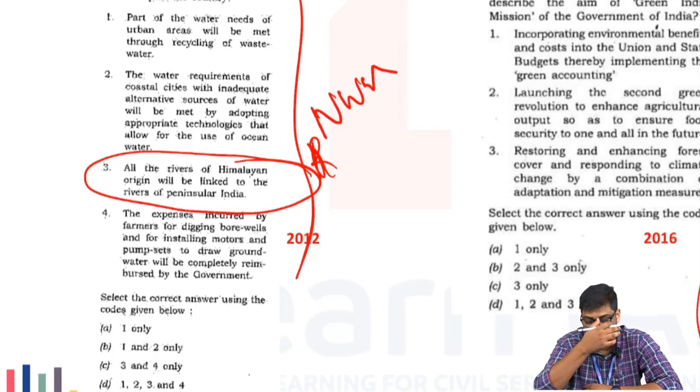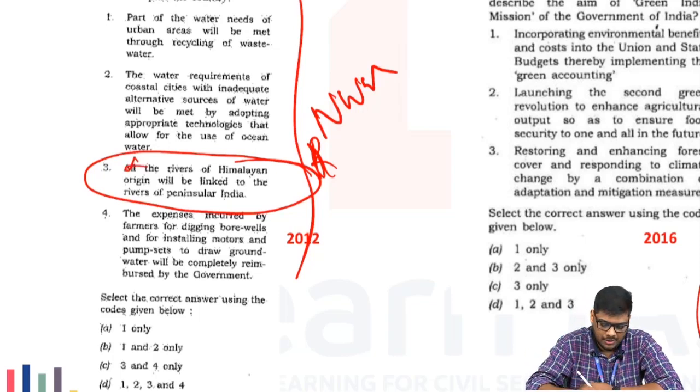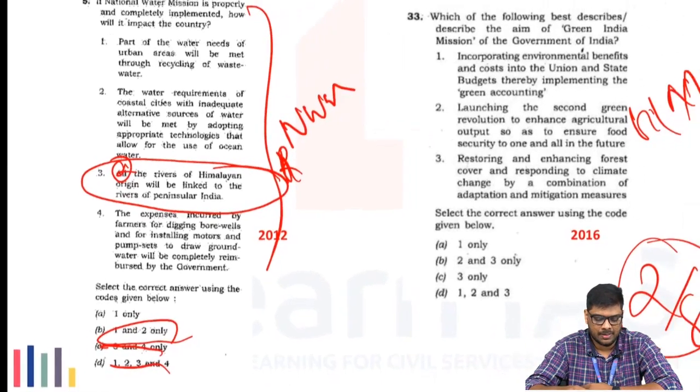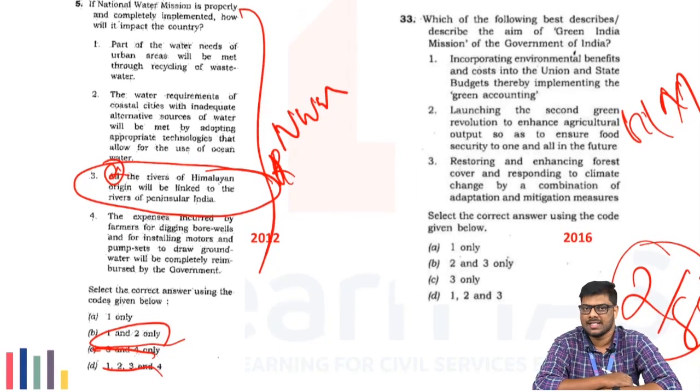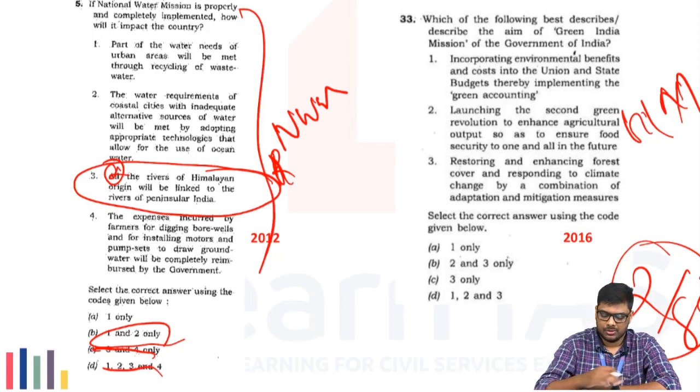Is it possible to make all the rivers in Himalaya to be linked with Peninsular India? This is wrong. "All" is a rotten tomato. Eliminate the last 2 options. Now A, B, 1 and 2 are very general statements. If you read it, you can find out that 1 and 2 are very general statements. Eliminate it. Getting it? So that's it.